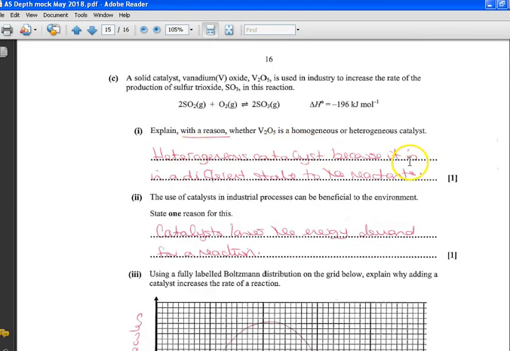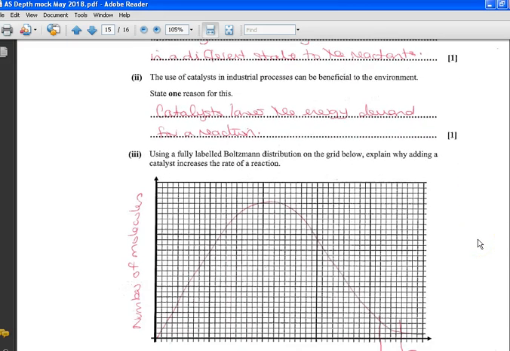Okay, definition of catalyst here. You're told it's a solid catalyst. The reaction is a gaseous state, so it's obviously heterogeneous. You need to know those definitions.